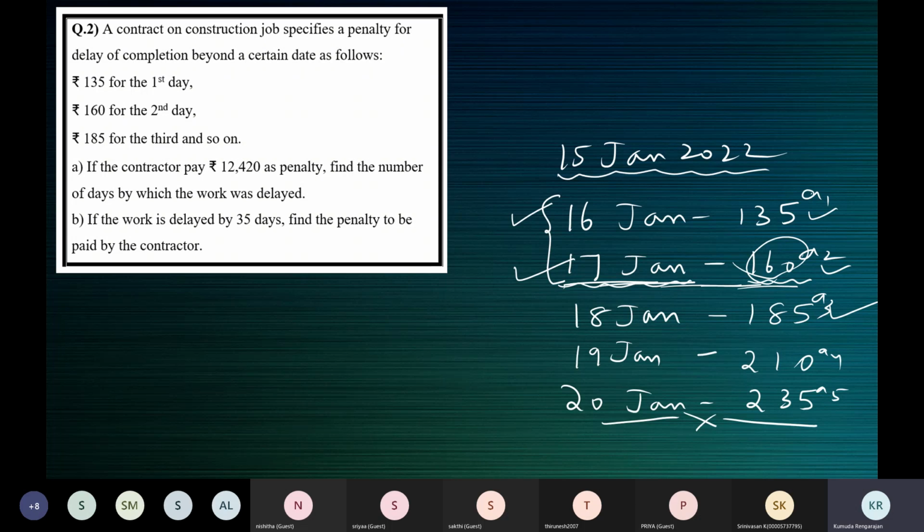So in subdivision A, the total penalty is given to you. You have to find n. In the second one, n is given, 35. You'll have to find the penalty. Right, children? You'll need about 10 to 15 minutes to complete this. Please work. Do not hesitate to ask any question. As you're working, any doubts, please ask me.